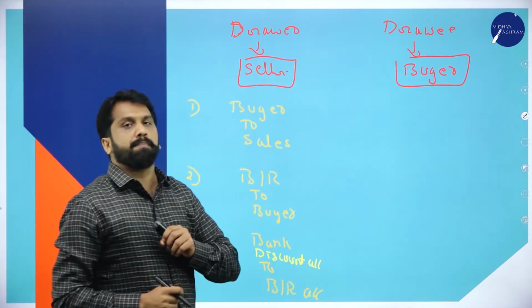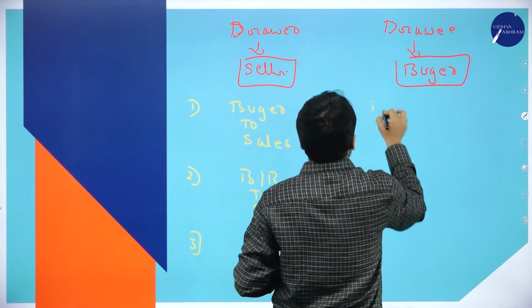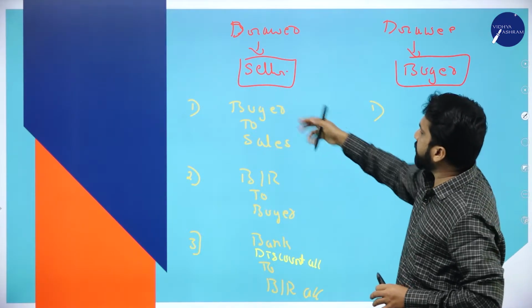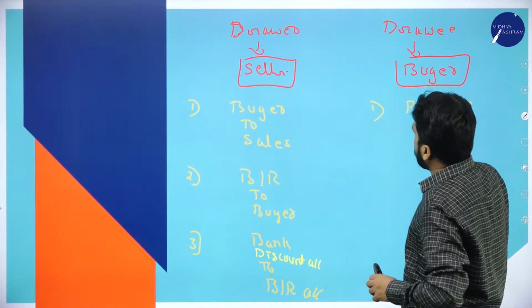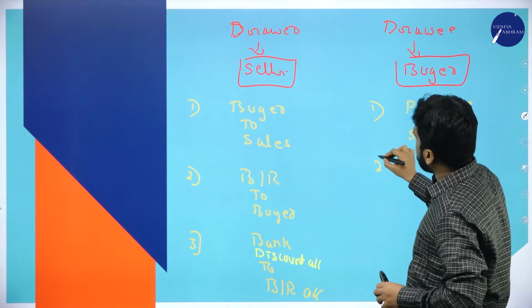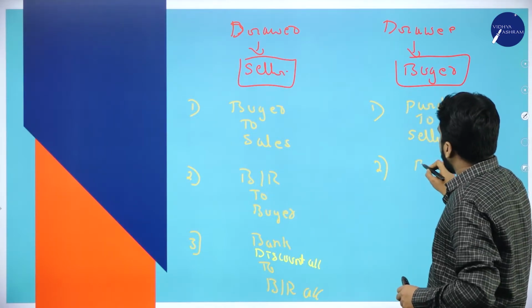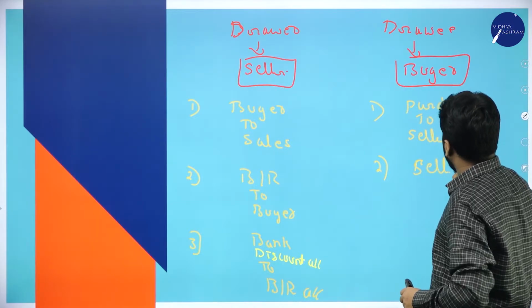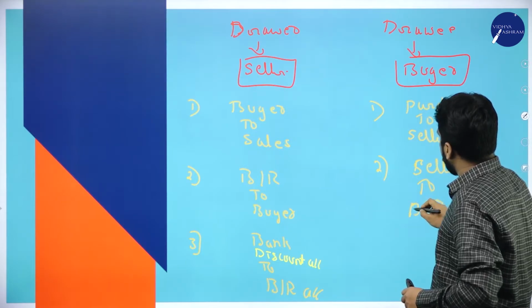In the books of purchaser or drawee, the journal entries will be the reverse. Whatever journal entry we made, it will be reversed. Sales will become purchase. Buyer will become seller. First one is done. We'll go to the second one. Reverse. Bills receivable will become bills payable.